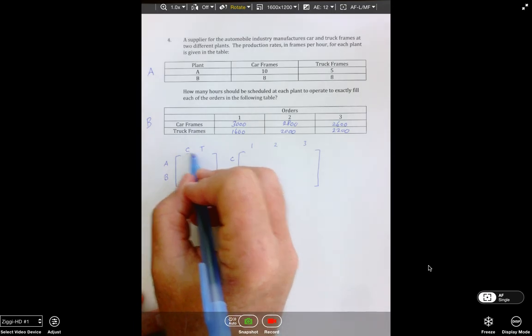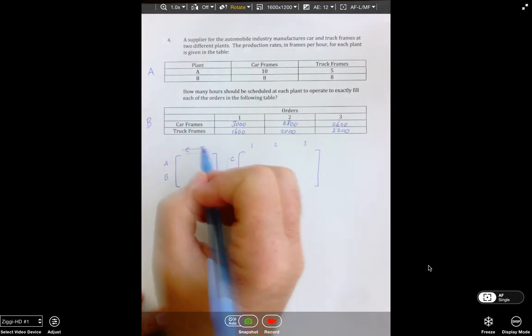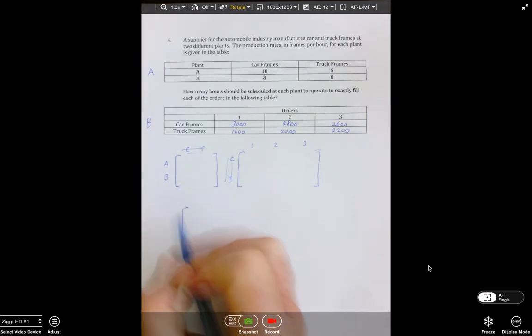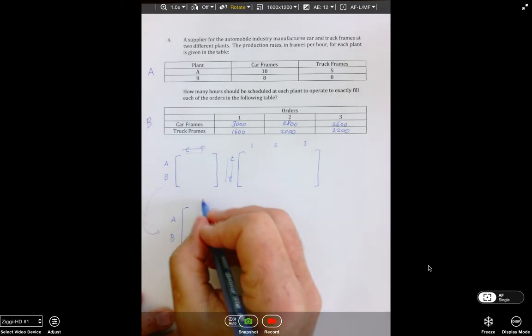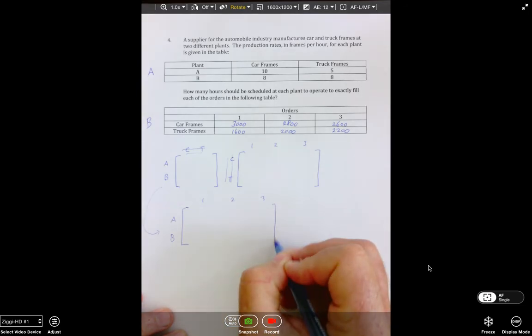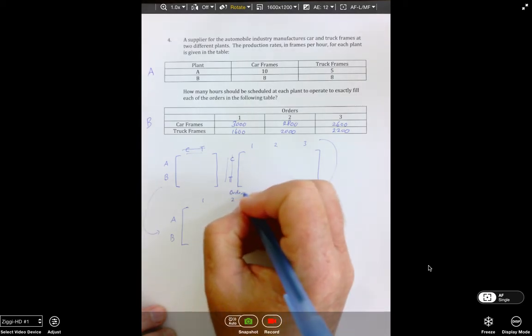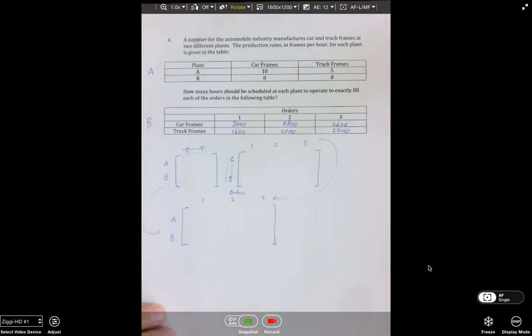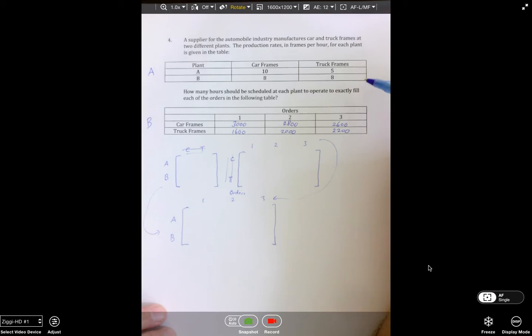Well, if you've been paying attention at all, when we multiply matrices, you know that we need not only this number to be the same as this number, but we need them to measure the same thing. And they do, which would create a matrix with A and B on the rows, which always comes from the first matrix, and the columns from the second matrix, because the columns from the second matrix always create the columns of the product matrix. But what we end up with there is orders, right? Not hours. So how many hours should be scheduled at each plant to exactly fill each of the orders?